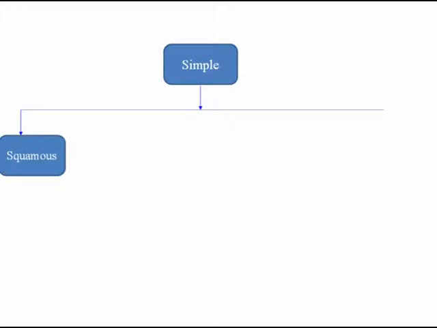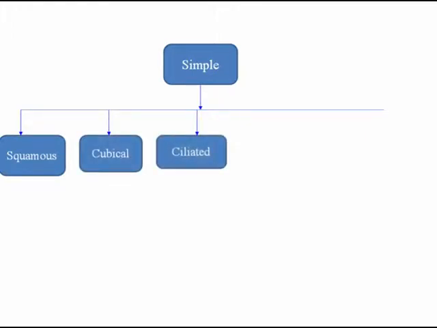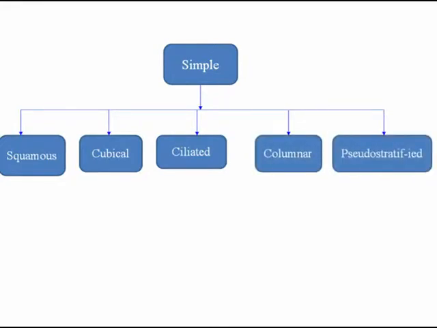Now, simple epithelium is further divided into the following types of tissues depending upon the morphology of their cells. These are squamous simple epithelium, cubical simple epithelium, ciliated epithelium, columnar epithelium, and pseudostratified epithelium. These are the subdivisions of simple epithelial tissue.